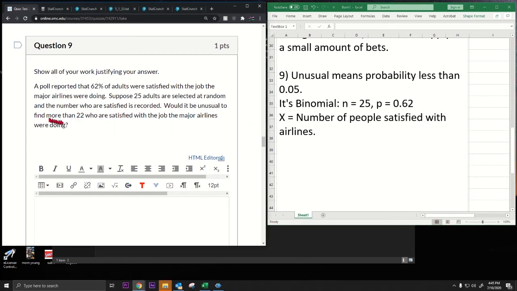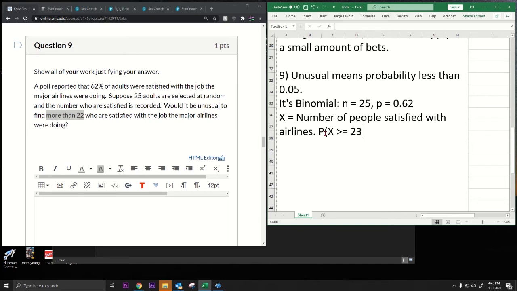Would it be unusual to find more than 22? More than 22 who are satisfied. Okay, so this is what we're looking for then. We're looking for the probability that X is what? More than 22? More than 22. Or greater than or equal to 23.